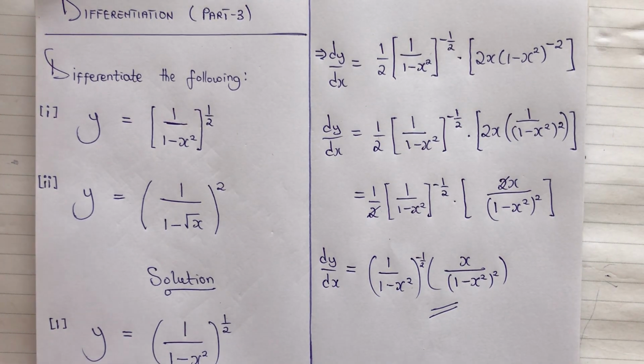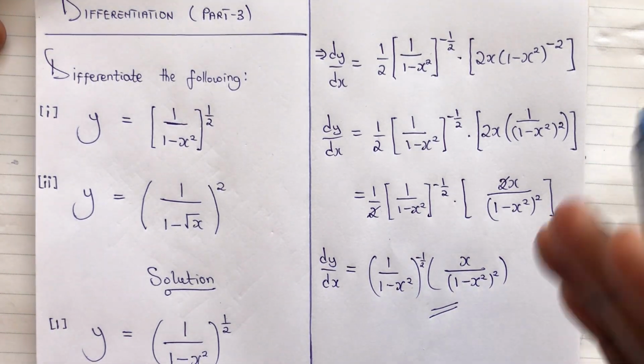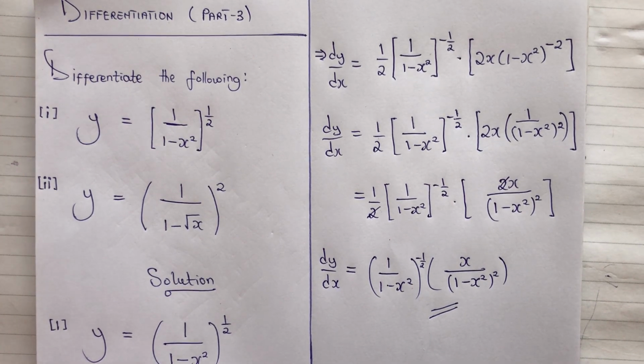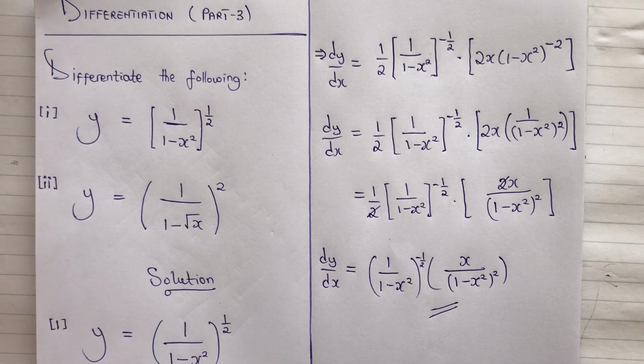You see how complex this looks. If you apply the chain rule, you do like 4 pages before you get to the final answer. So this is it for question 1. Let's move on to the next question.